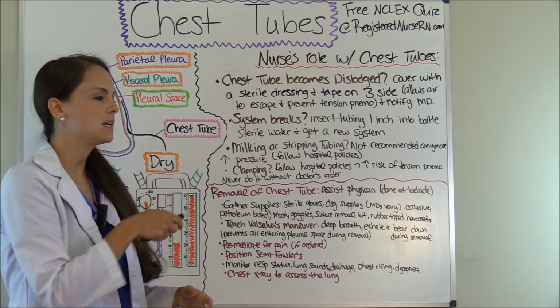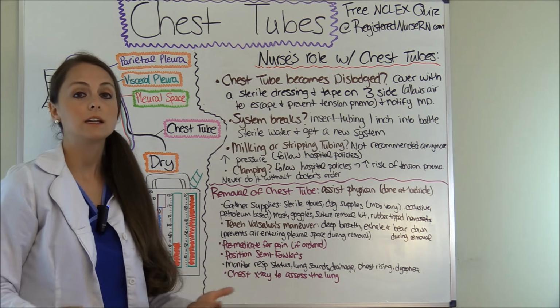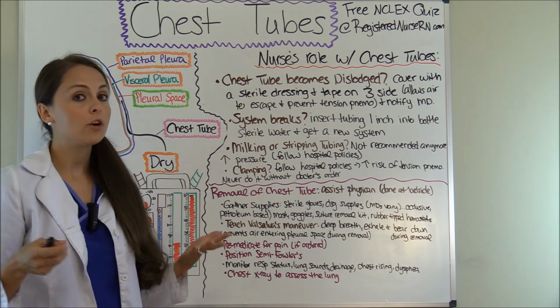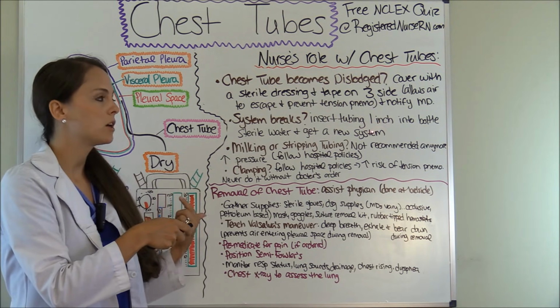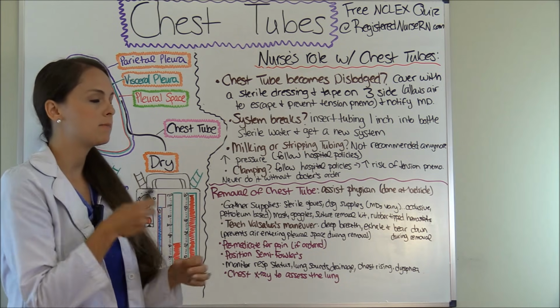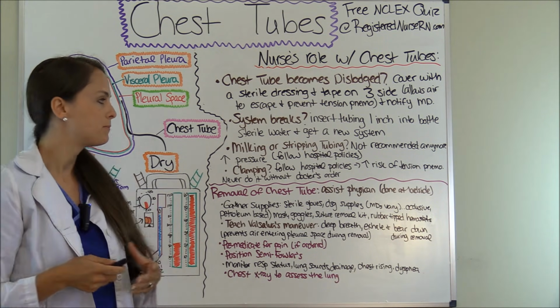Okay, what happens if the system breaks? You walk into the room, it's fallen over, cracked, you need to get a new one. While you're waiting on your new one to arrive, order a new one, you'll take the tubing and insert it 1 inch into sterile water to make that water seal and get a new system.